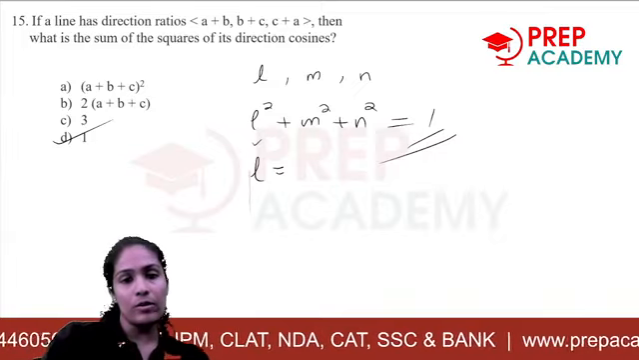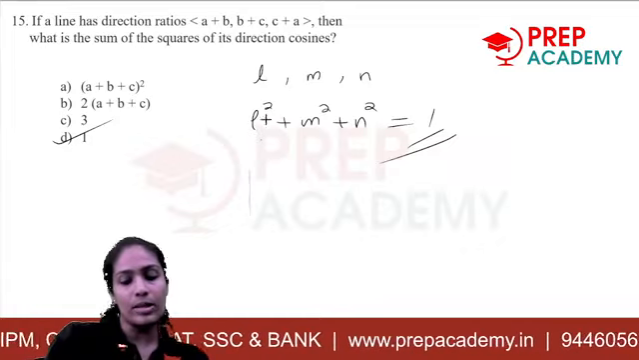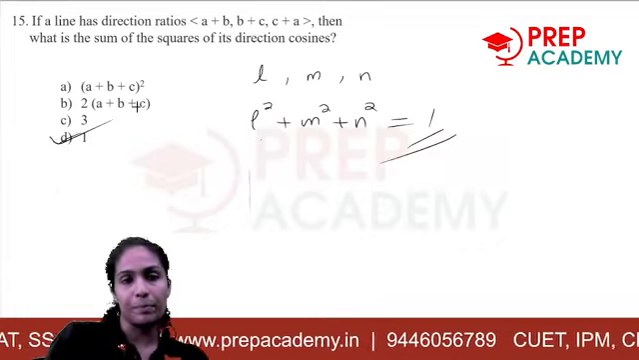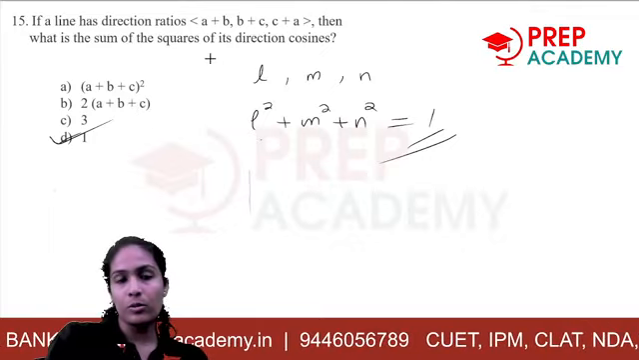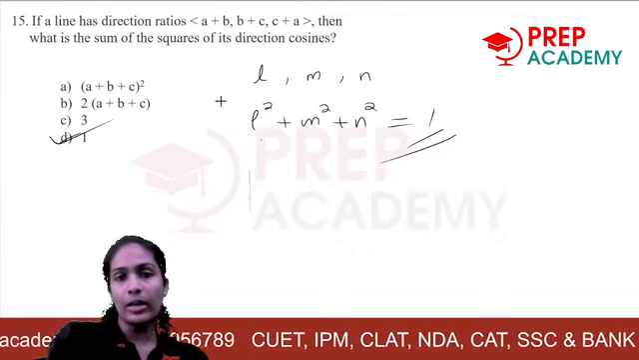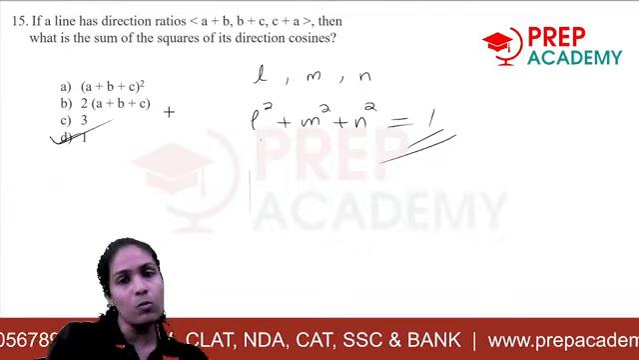So, don't waste the time. Just apply the formula. The formula is L square plus M square plus N square is equal to 1. So, the correct answer is 1.